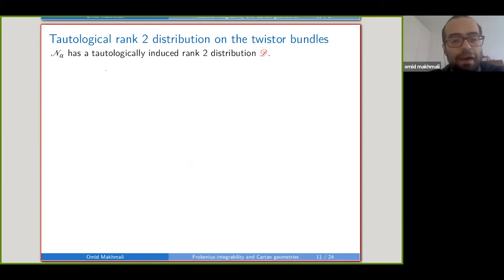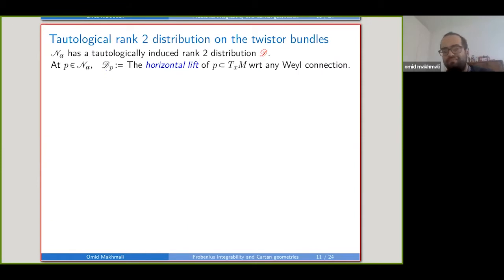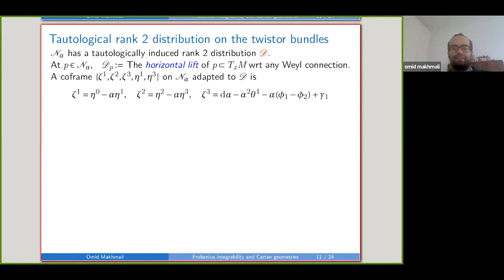Moreover, these twistor bundles have more structure. Because they are bundles of null two-planes, they have a tautological induced rank two distribution. And one can do this by direct computation: we have a conformal structure, take a Weyl connection and compute that when going to a point on this twistor bundle, that point corresponds to the annihilator of these two one-forms, the kernel of these two one-forms. And then because we have a Weyl connection, there is a horizontal lift of every two-plane, in particular, every null two-plane.